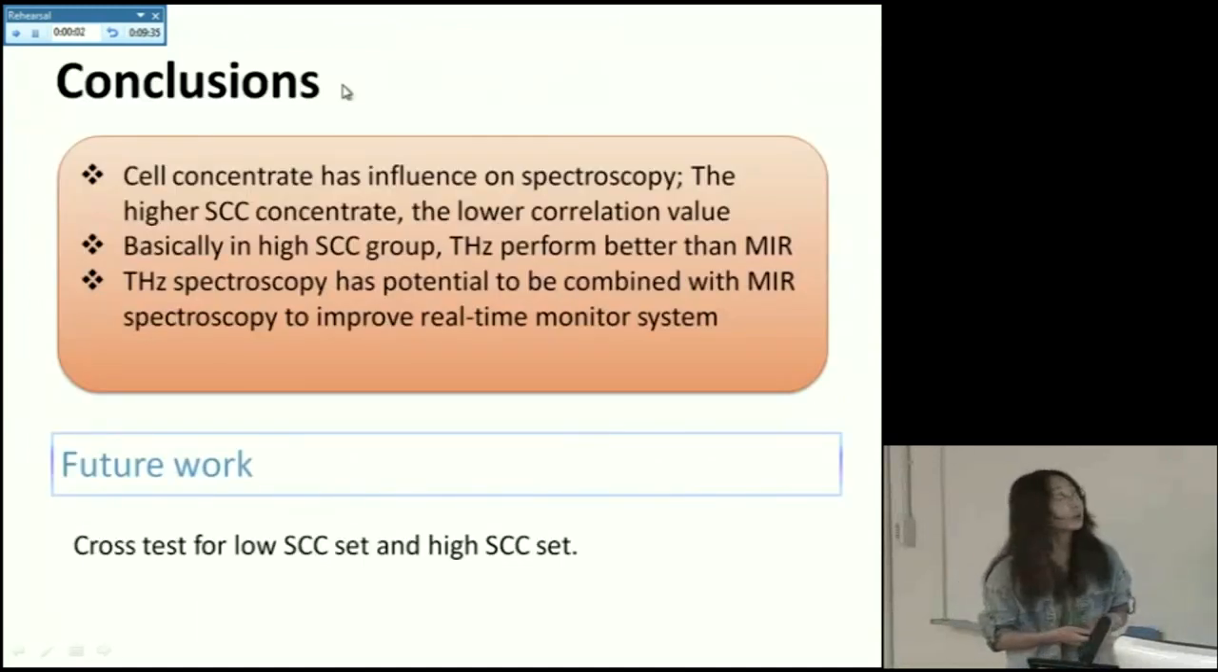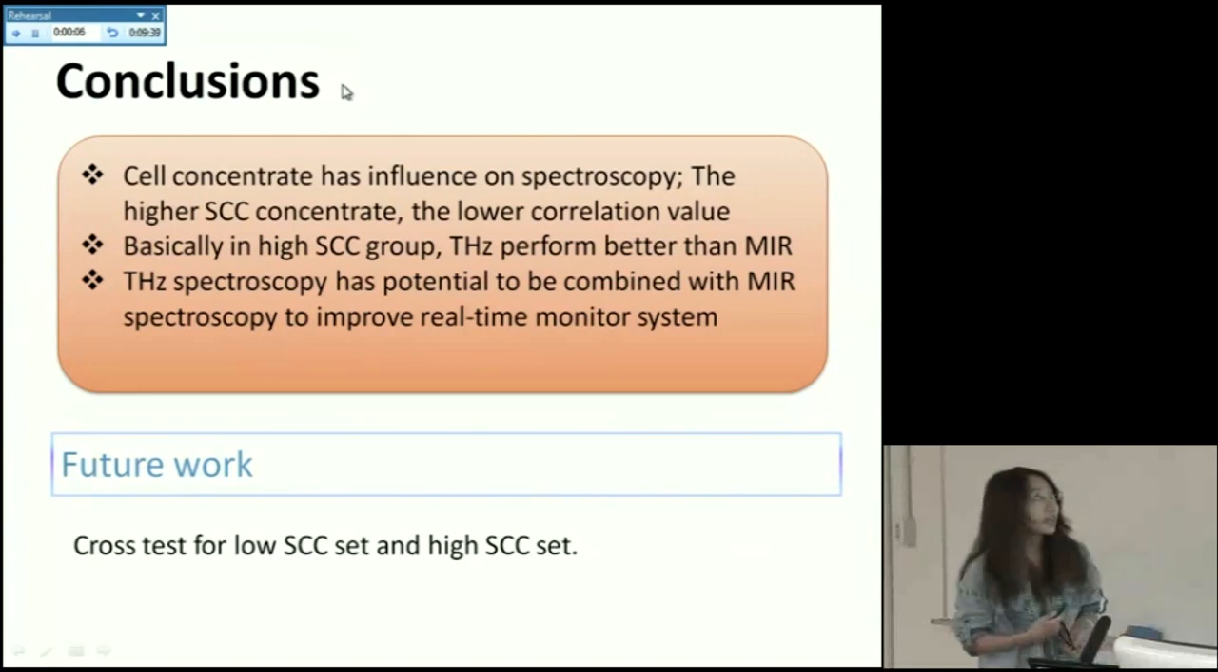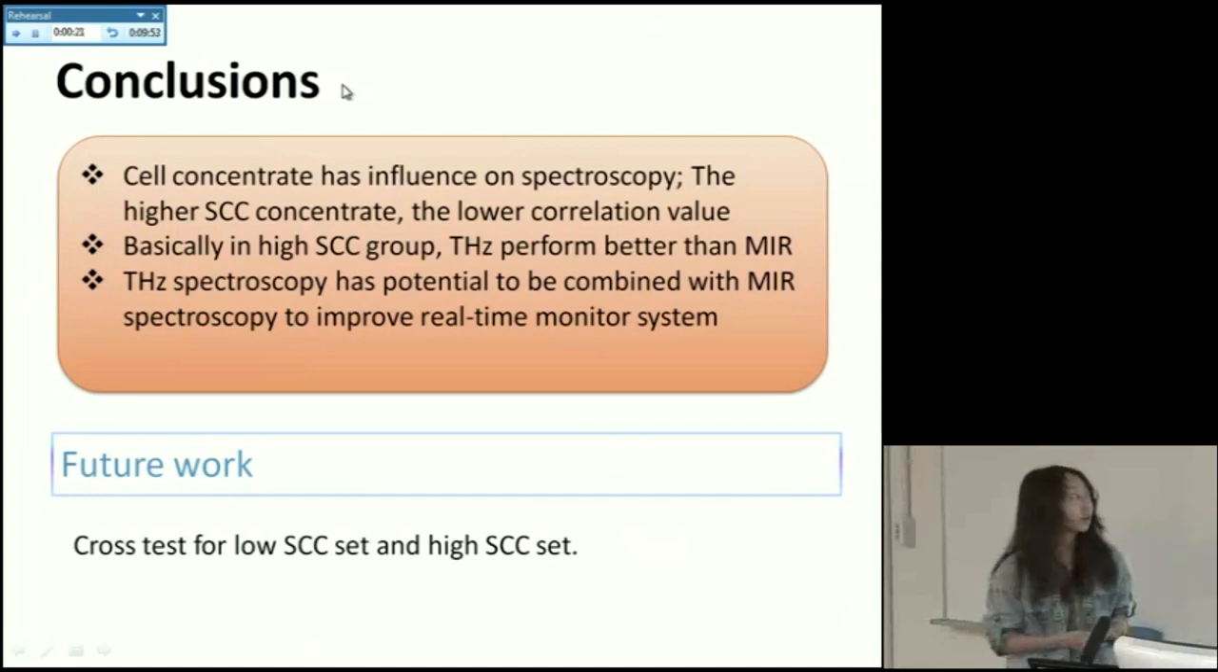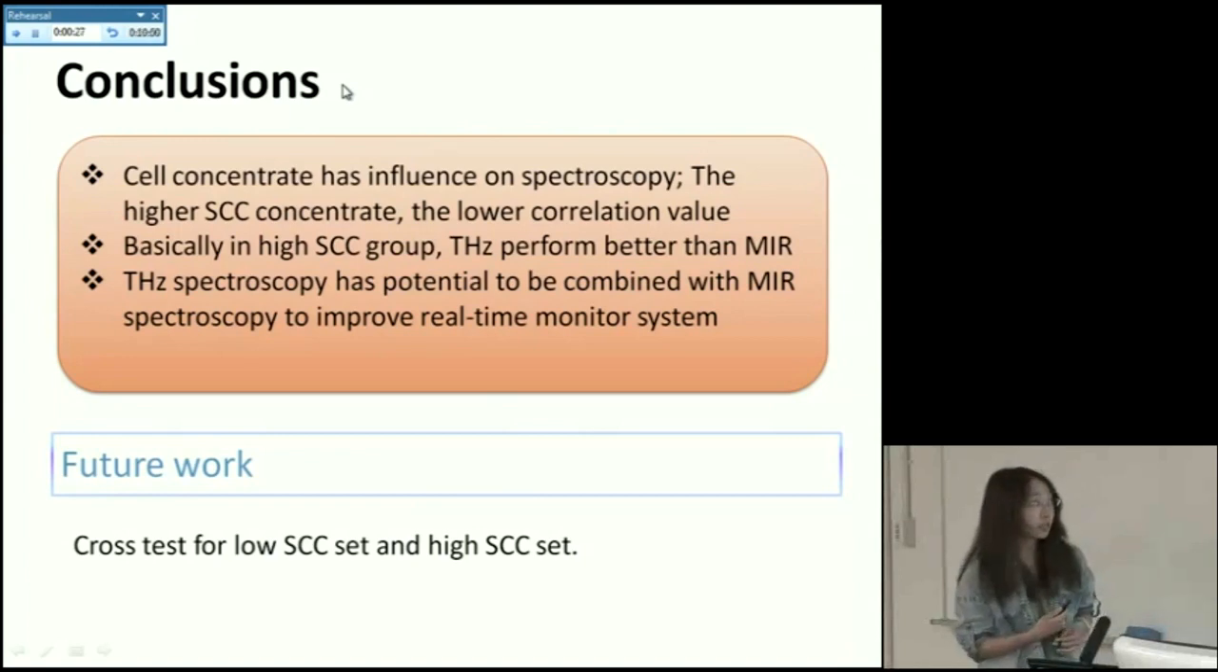Now here is my conclusion. First, from this study, we can prove that cell concentration has an influence on the accuracy of spectroscopy. The higher the ICC concentration, the lower the correlation value will be. And basically, in the high ICC group, terahertz performs better than the mid-infrared region.